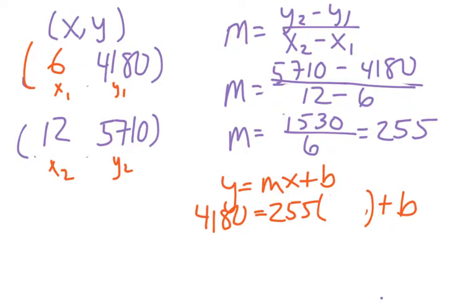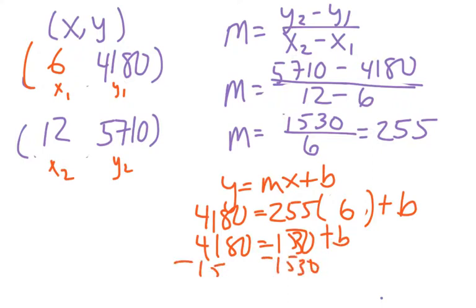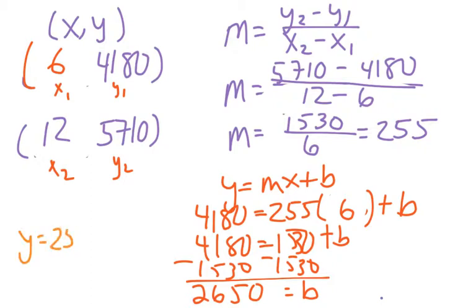So I would much rather use a 6 there than whatever that was, 1986. This we actually already know. We're actually going backwards here. So 255 times 6 is the 1530. And then subtracting 1530 from both sides, we end up with 2,650. And so the equation that would model this is y is equal to 255x plus 2,650.